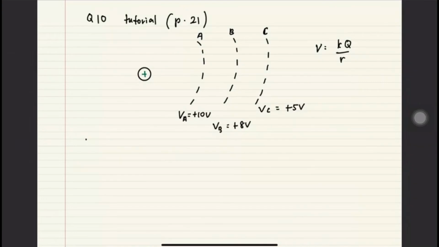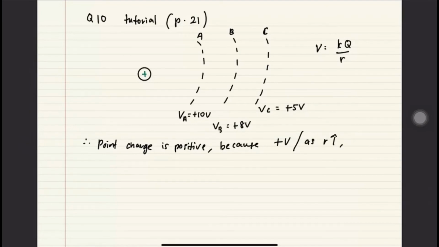So the point charge is positive because V is positive. Or you can also say that as R increases, V decreases. That one is based on the graph that I showed you before. If it goes further away and V is decreasing, it means that the charge is positive. Okay, that one's easy. That was part A. Now part B.